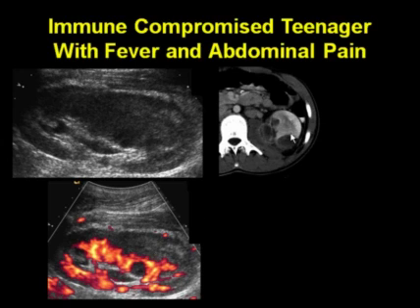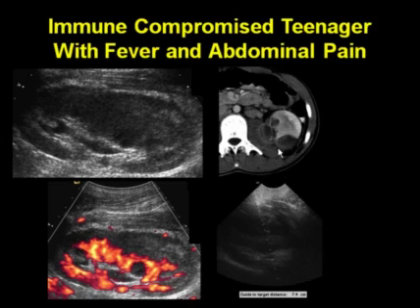On CT, we can see that there are multiple pockets of fluid. There is extension into the psoas muscle. There is an enhancing rim. And this was indeed a subcapsular abscess that was drained with ultrasound guidance, as you can see here.